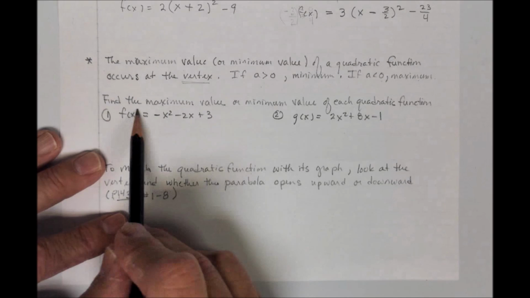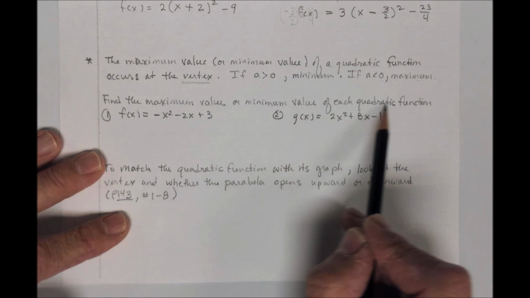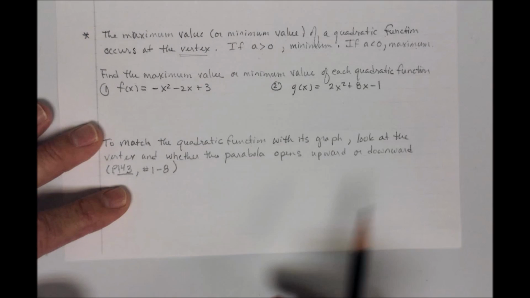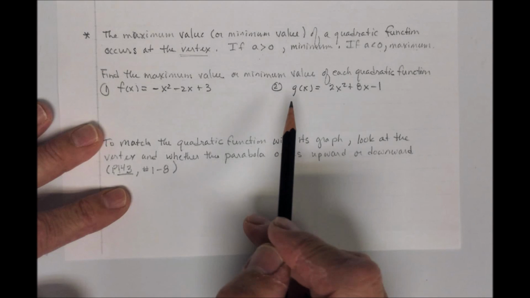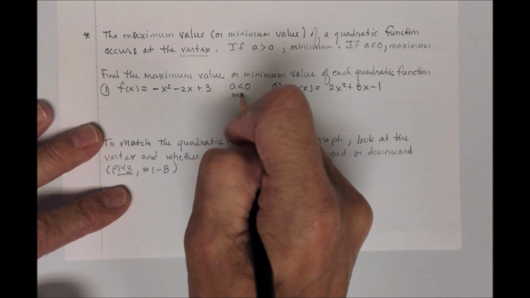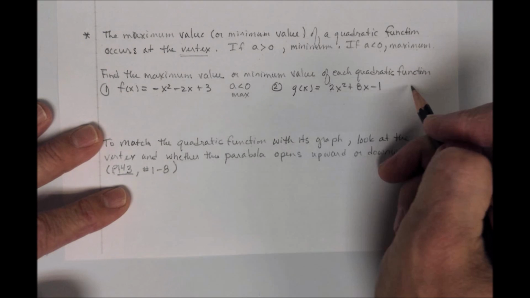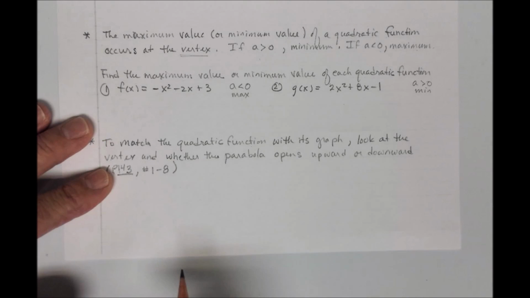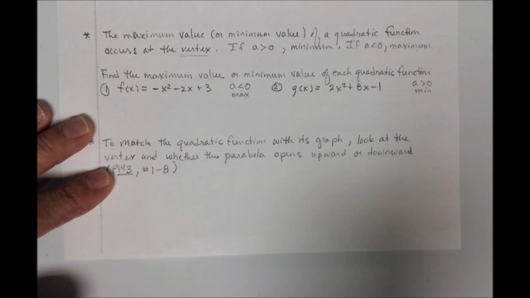Now here it says find the maximum value or minimum value of each quadratic function. Well, to do that, since these are quadratics, I have to find the vertex. Now I notice right here, a is less than 0, so I'm going to have a max. And right here, a is greater than 0, so I'm going to have a minimum value. And I'm going to have them at the y value of the vertex.